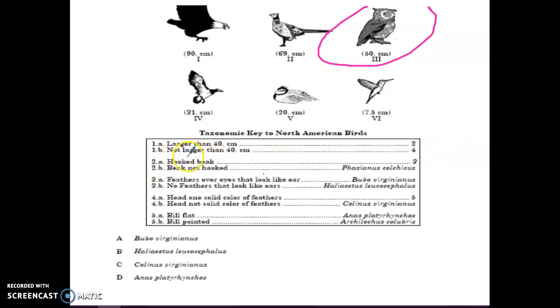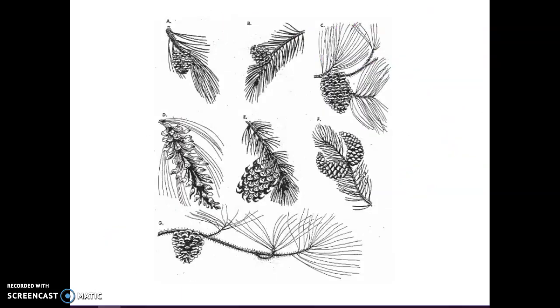Okay, here's step 2. Hooked beak or not a hooked beak? Well, I think it's a little bit hard to tell in that picture, but you know that owls and other birds of prey have a hooked beak. So that means I'm going to go to 3. Does he have feathers over his eyes that look like ears, or does he not? Well, if you look at these two things right here, those definitely look like ears. So there's your answer, which would in this case be A. Notice again, you could probably identify all of these things, but that doesn't help you because you have to find the scientific name.